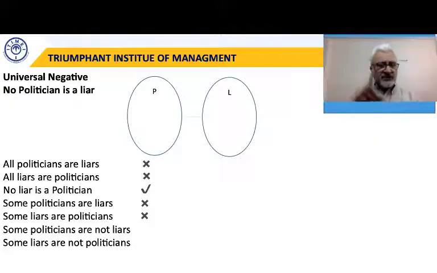If no student is a fool, then will this also be true that one student is also not a fool? Yes, no means it covers everybody. Therefore, not a single one is a fool is also true. So, should we not understand that if no politician is a liar, then one politician will also not be a liar? Hence it has to be always true.